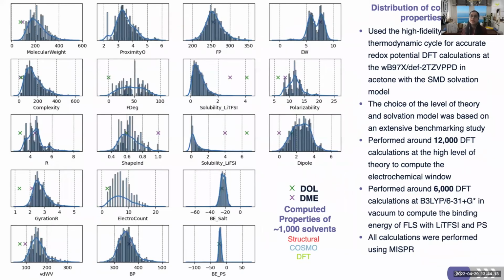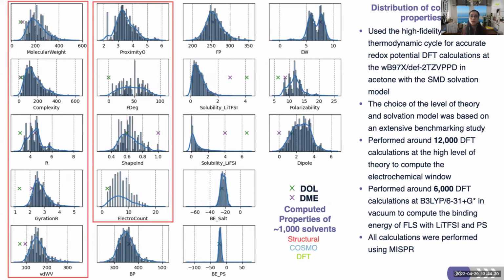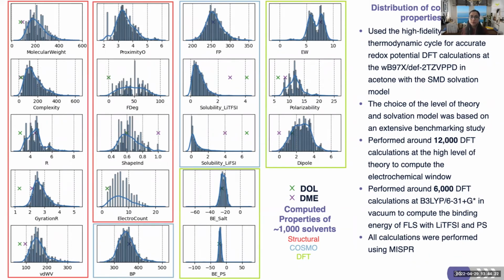And this slide basically shows the distribution of properties of all the 1,000 solvents, which are again grouped into derived properties, COSMO properties, and DFT properties. We observed a broad range of distribution of these properties, for example, for molecular weight and degree of fluorination, which we're kind of looking for. We also compared it with the state-of-the-art system, DOL and DME, which are the purple cross and red cross here. Overall, we performed more than 18,000 calculations using the MISPR infrastructure.